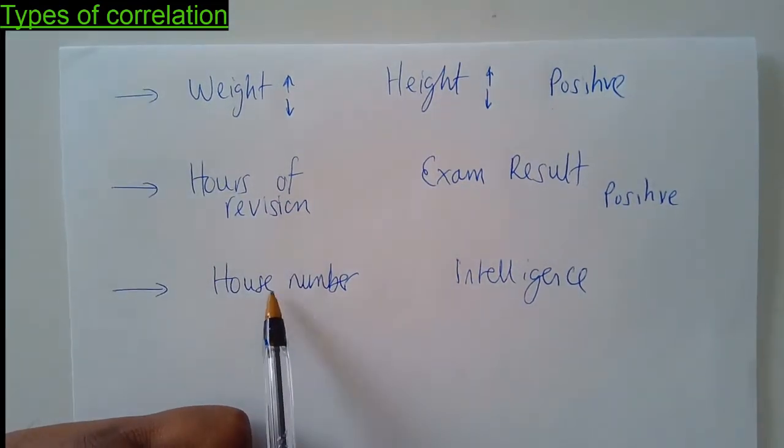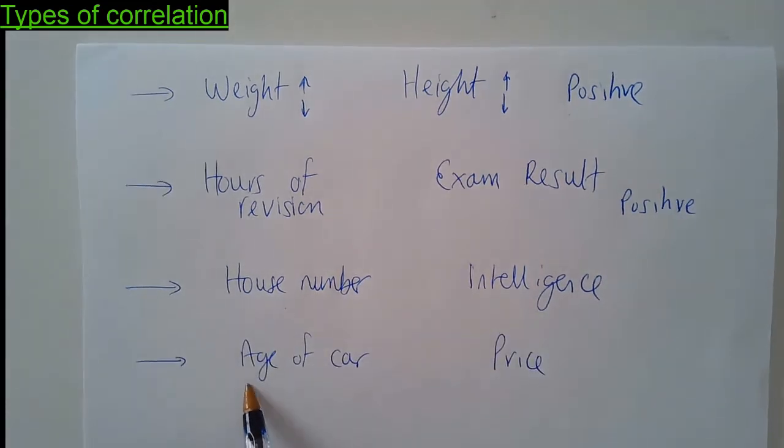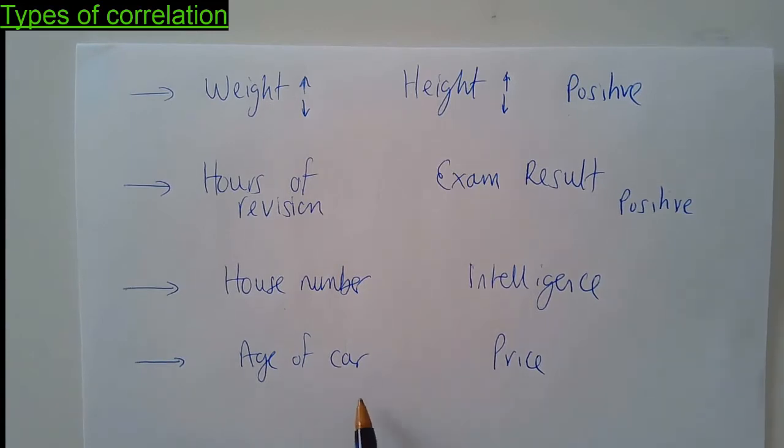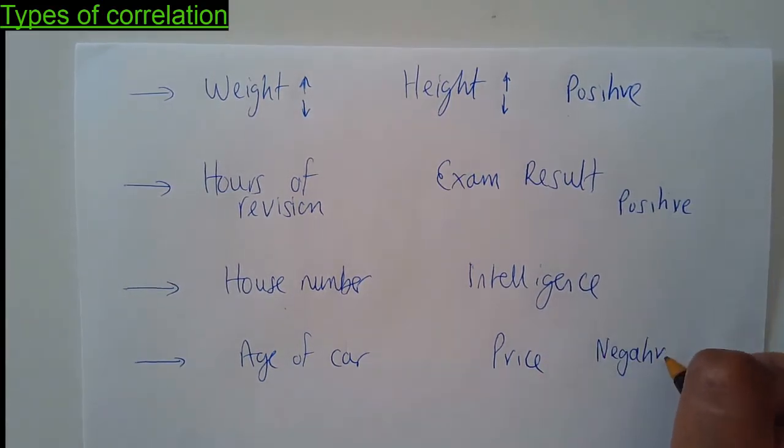Your house number, your door number, and your intelligence, there's no connection. So if your door number is 1, that doesn't mean you've got an IQ of 1. Right? So there's no connection, no association, no correlation. Well, what happens is when the age of the car goes up, the price comes down. So as one goes up, the other one comes down. That's what we call a negative correlation or a negative association.